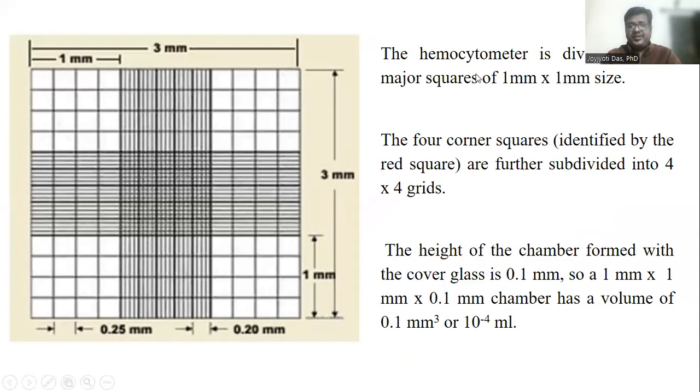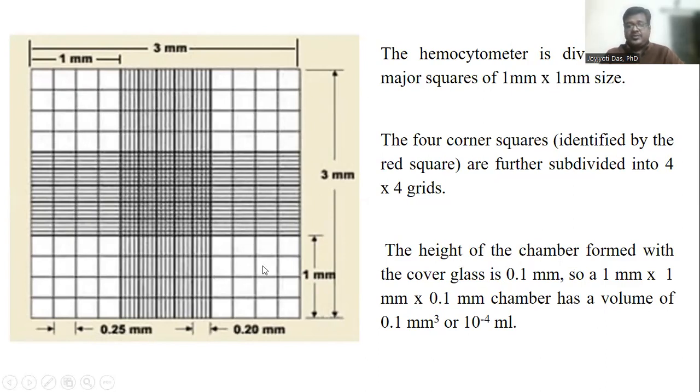The hemocytometer is divided into 9 such major squares of 1 millimeter by 1 millimeter size. The 4 corner squares are identified by the red square here. I'm marking it with an arrow for your ease of understanding. The 4 corner squares are further subdivided into 4 by 4 grids. The smallest square is this one, and 16 such small squares make one corner square. And there are 4 such corner squares.